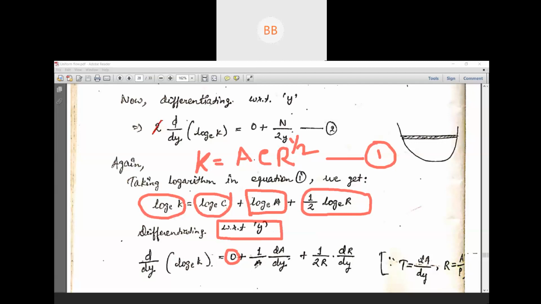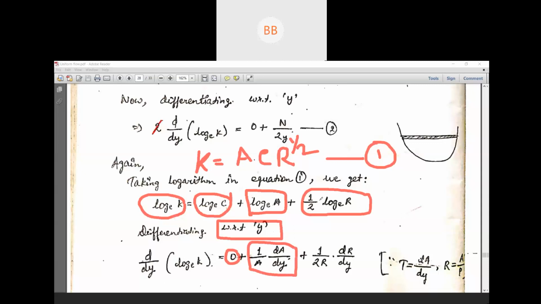And see, this area is again a function of y. If in place of area we had y, then we could directly write 1 by y. As area is a function of y, we have to differentiate area with respect to y. So if we differentiate log a, it will be 1 by a, and as area is again a function of y, it will be dA by dy. This is simple mathematics.